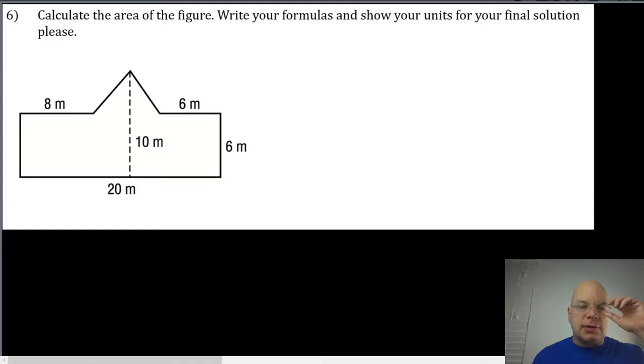Problem 6, we're asked to calculate the area of the figure. We have a composite figure. It's composed of a rectangle and a triangle. I imagine there are other ways to break it up, but that seems like the most logical, probably most efficient way. Assuming we can get dimensions for that triangle, we'll try that in a minute. Write your formulas and show your units for your final solution.